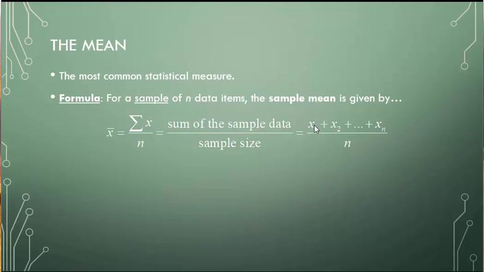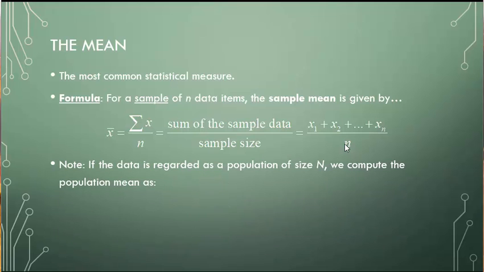Written mathematically, that would be the first data item, I call that x sub 1, the second data item x sub 2, and so on, up to the nth data item, which I called x sub n, divided by the number of data items we have. In other words, the sample size.